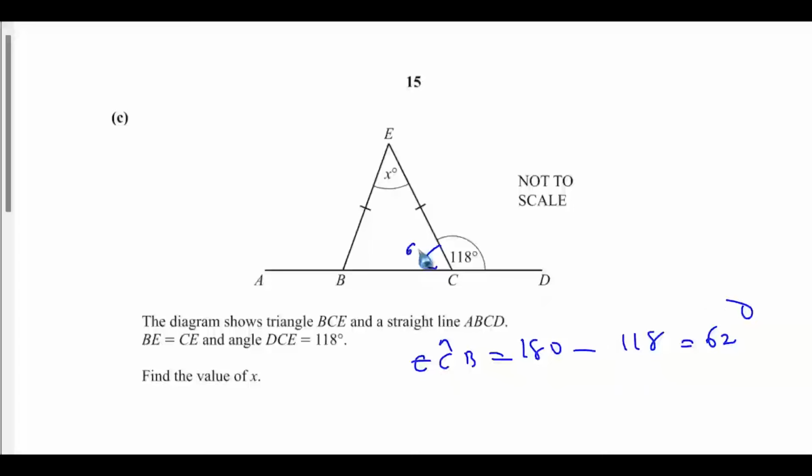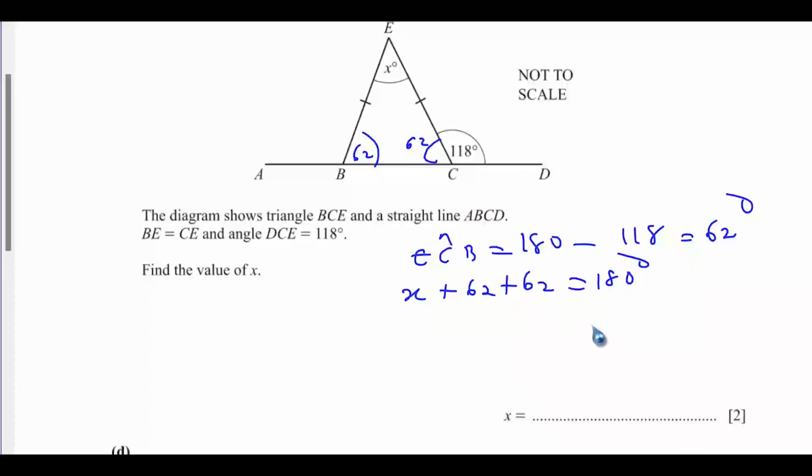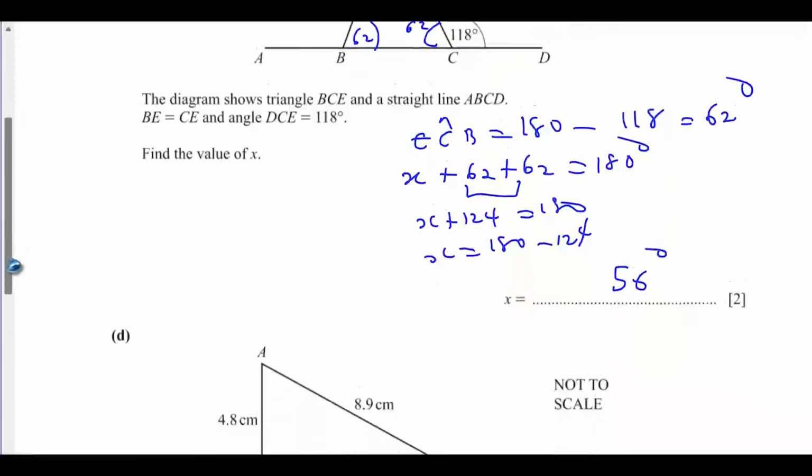So if you have 62 degrees here, automatically you have 62 degrees here because they are base angles of an isosceles triangle. So we can get the value of X by saying X add 62 add 62 should be equal to 180 degrees because angles in a triangle add up to 180 degrees. So these two add up to 124. So you have X plus 124 equals 180, and X equals 180 minus 124, and the value of X equals 56 degrees. So let's go to part D.